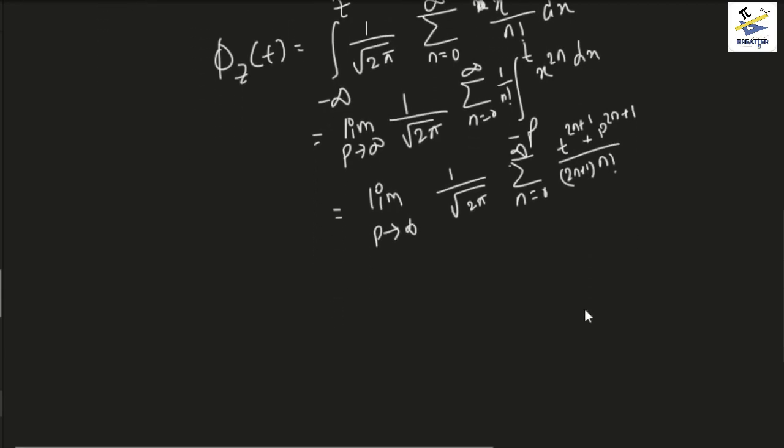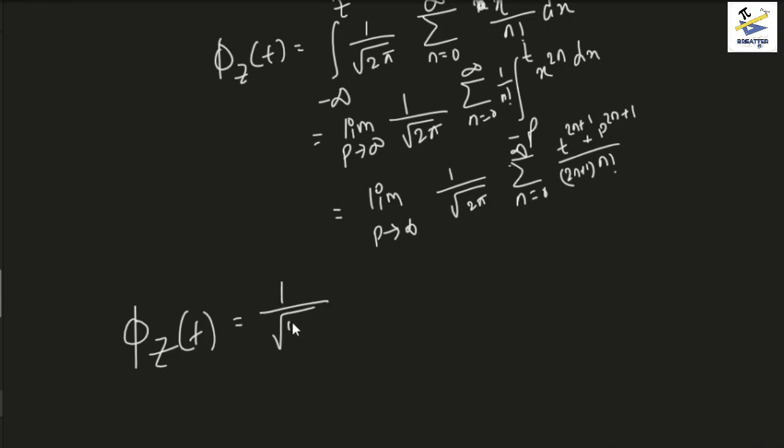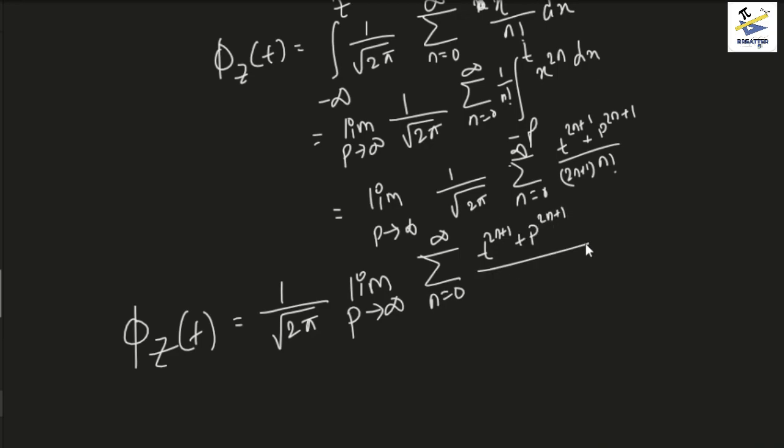So all in all, what we can say is the standard normal CDF can be written as follows: phi Z of t is simply 1 by root over 2 pi, the limit as p tends to infinity, the summation of n equals 0 to infinity of t to the power 2n plus 1 plus p to the power 2n plus 1, divided by n factorial into 2n plus 1.